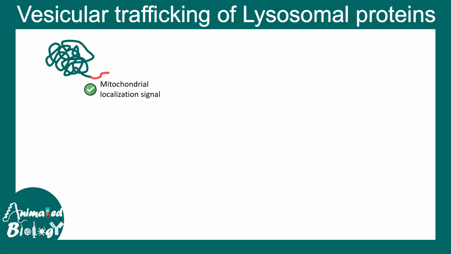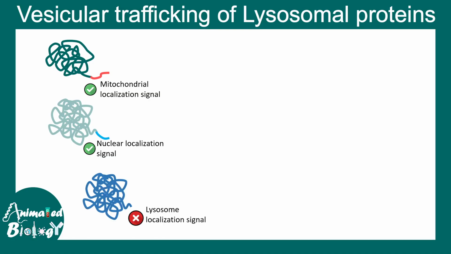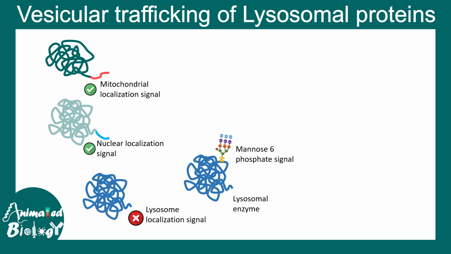For example, a mitochondrial localization signal drives a protein's transport into the mitochondria, or a nuclear localization signal targets proteins into the nucleus. In contrast to these common schemes, there is no such thing as a lysosome localization signal. There exists no particular target signal for lysosomal proteins. Instead, lysosomal proteins undergo a modification known as the mannose 6 phosphate tag. This tag marks them for delivery into the lysosome.